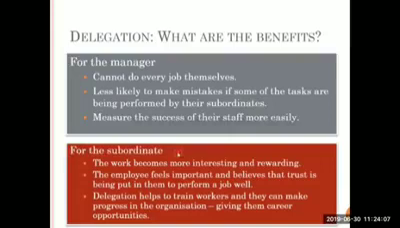For the subordinate, the advantages are that the work becomes more interesting and rewarding. The employee feels important and believes that trust is being put in them to perform a job well. Delegation helps to train workers and they can make progress in the organization, giving them career opportunities.